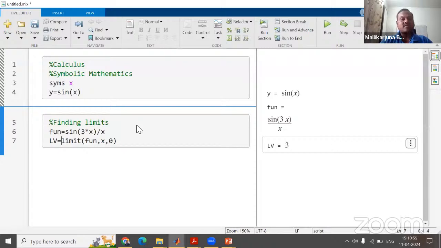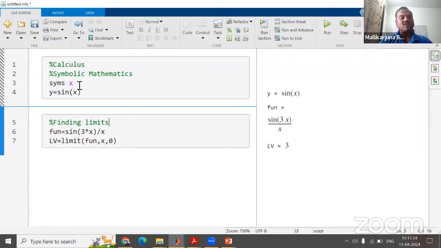If you want, you can take limit value is equal to, on the LHS, you can take anything. Limit value, function and limit value: the limit of the function for a certain variable, as that variable tends to a certain value. So that's why the limit of the function as x tends to 0. This is the value. Like that, you can practice anything.